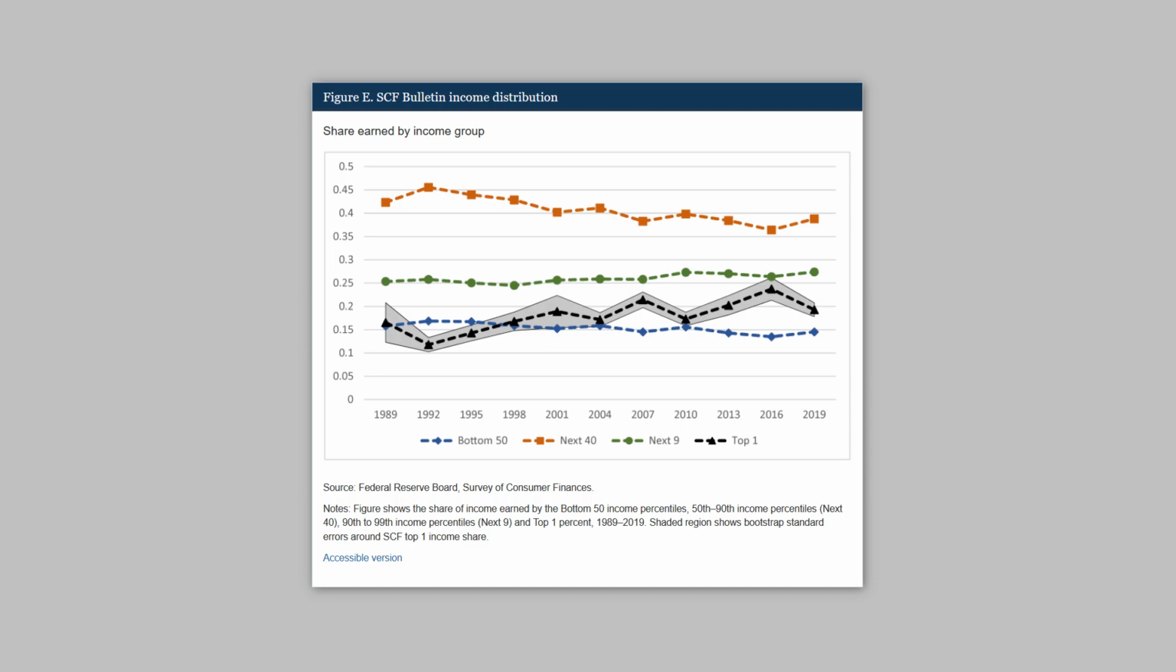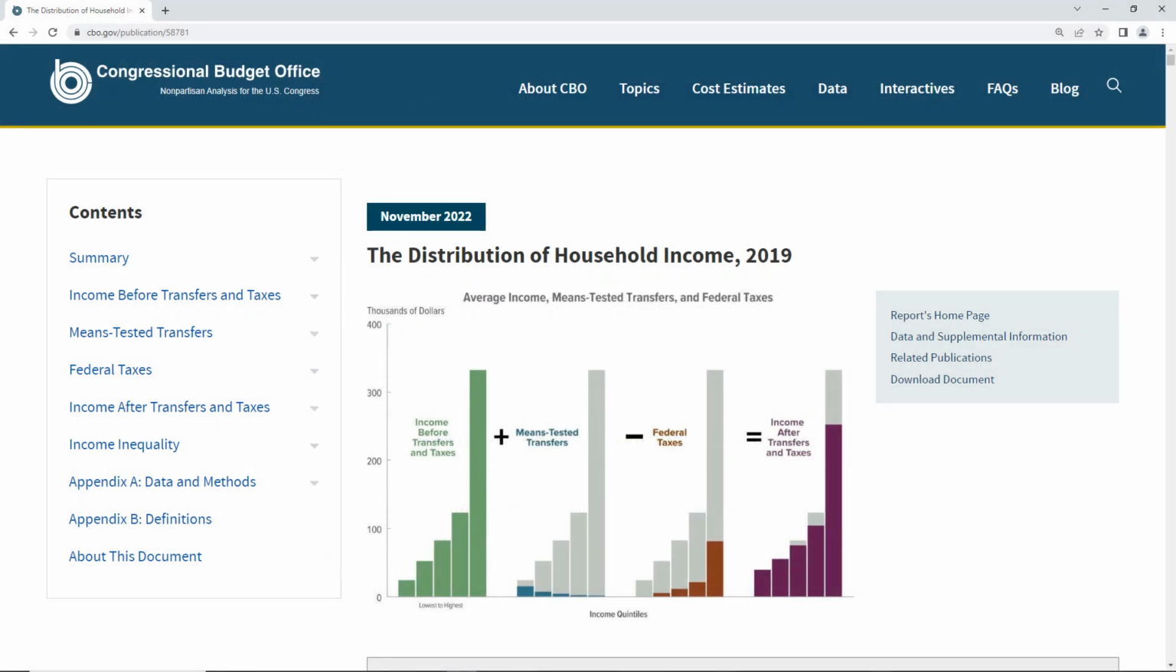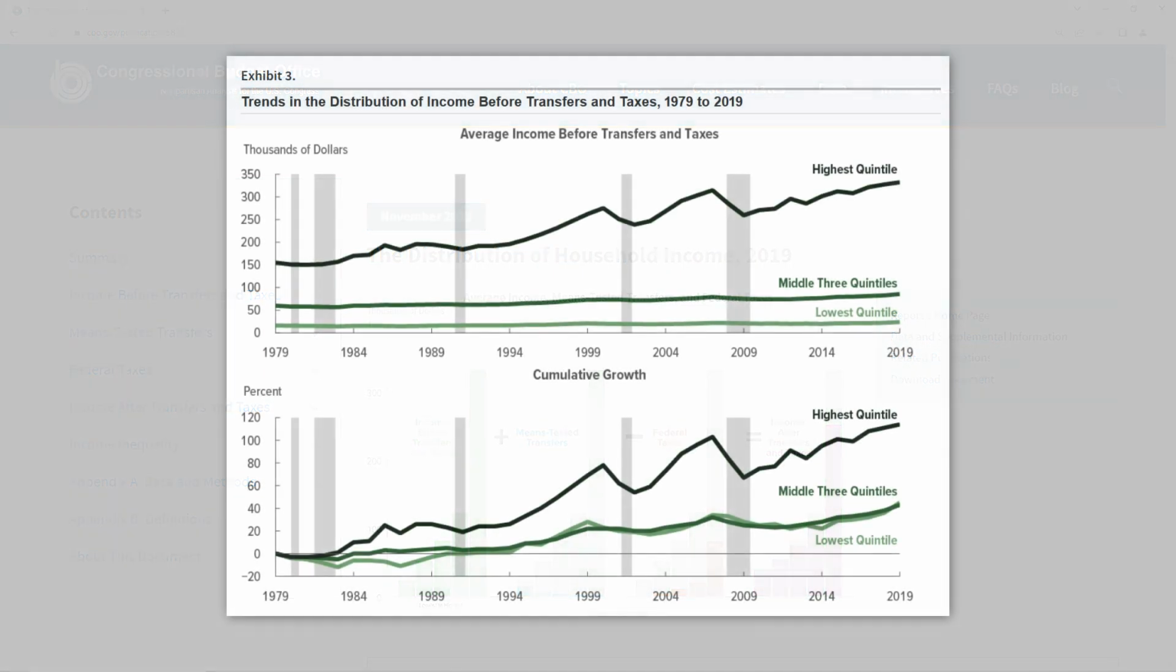The SCF only began in the 1980s. To get a picture of a broader time span, we have to look at other sources. First, we have a report by the Congressional Budget Office on the distribution of household income from 1979 to 2019. This report is based on IRS data combined with data from the Census Bureau's Current Population Survey. It shows a similar trend where the majority of income growth is concentrated at the highest income levels.